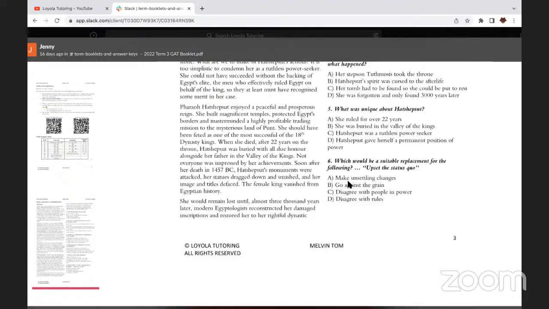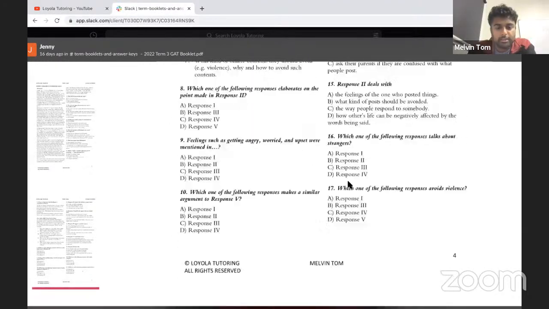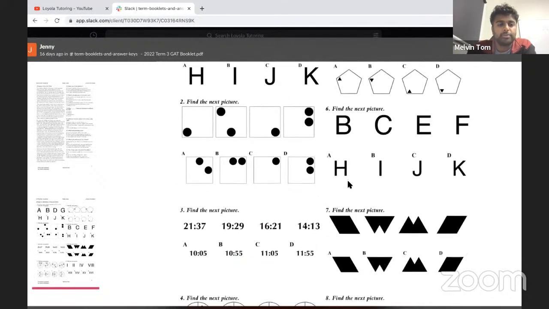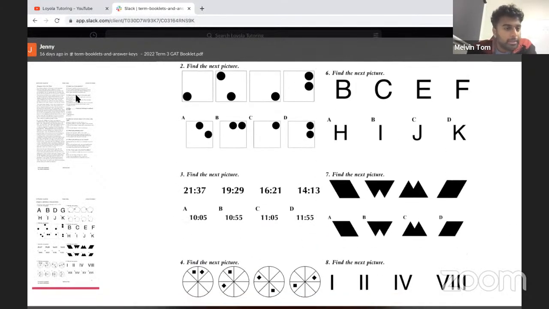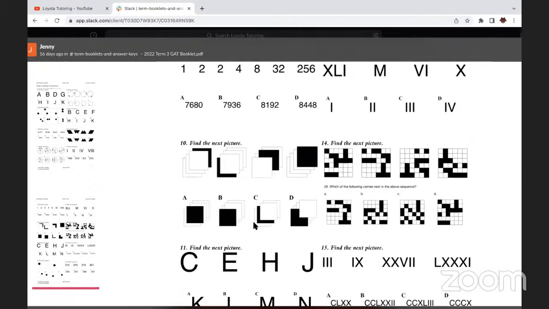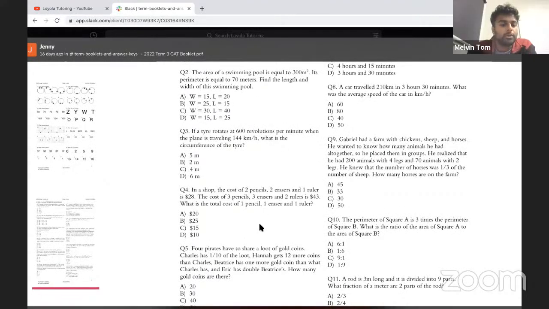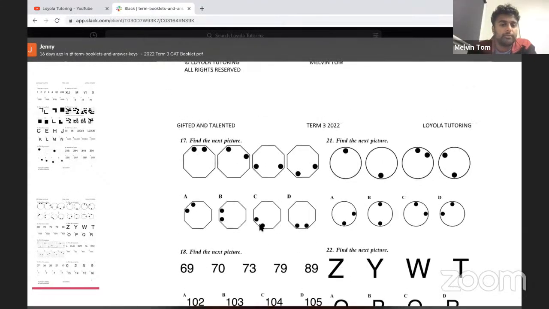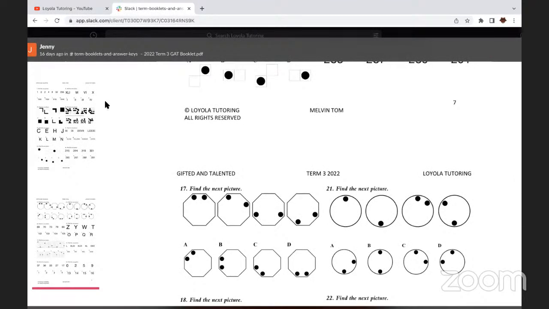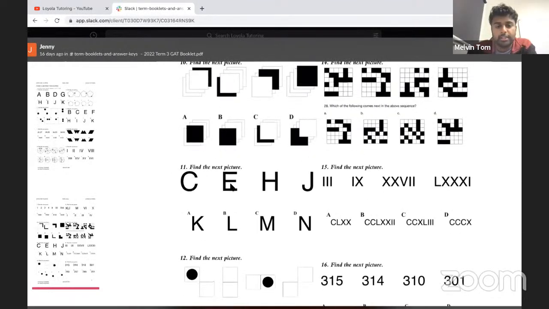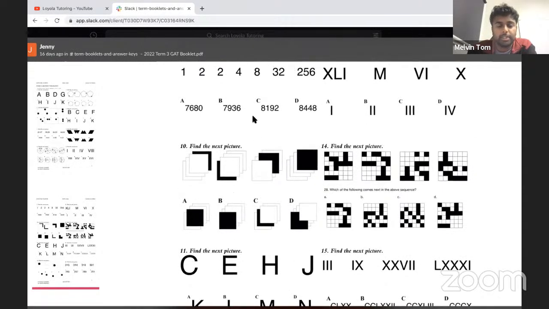Question 4. Oh wait, we haven't done quantitative reasoning yet. I can't do quantitative reasoning because we haven't done it yet. But that's for homework, right? So I can't do homework questions yet, guys. Unfortunately. Wait, can I do question 10 for abstract reasoning? Of course you can. So I think today's session we can only do abstract reasoning then.